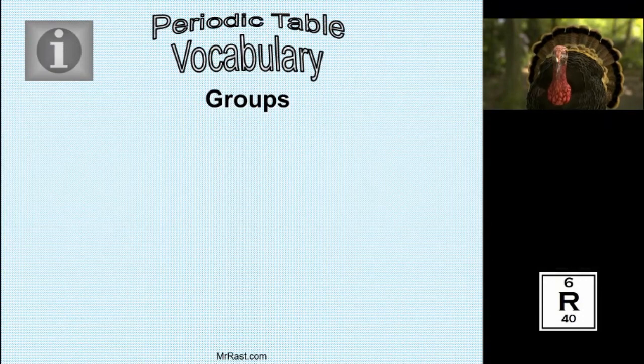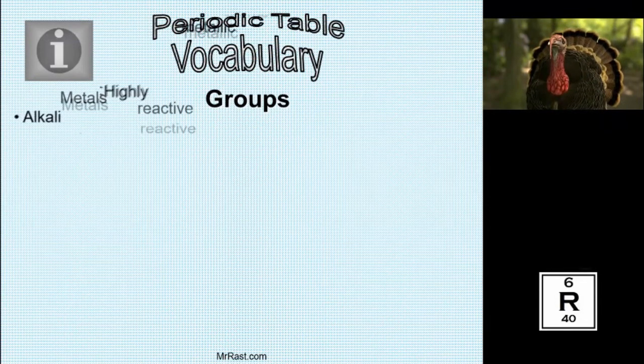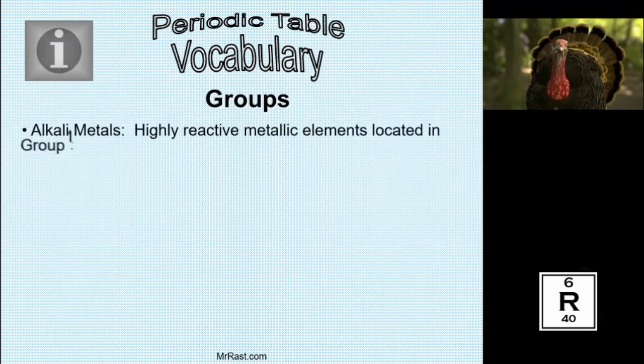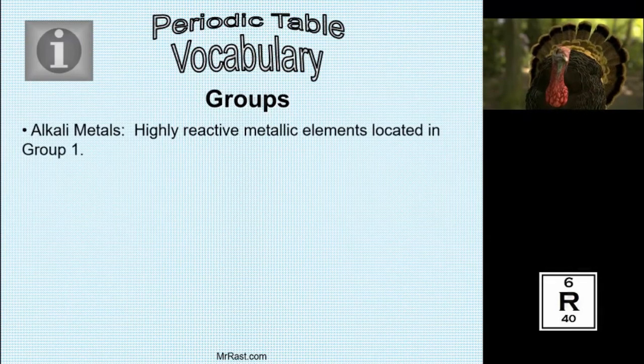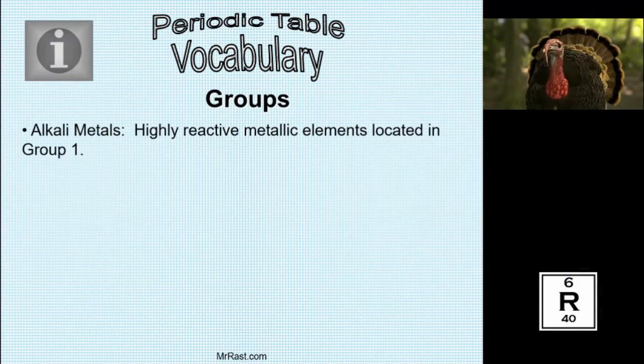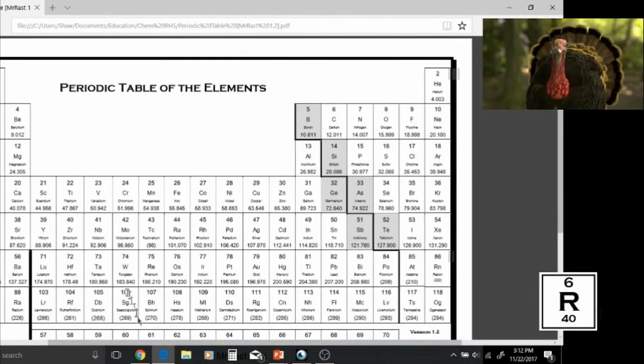All right, so now let's talk about those certain groups on the periodic table, those families, and what makes them special, what makes them what they are. So the first one we're going to talk about is the alkali metals. These are highly reactive metallic elements, and they're located in group 1. And I mean extremely reactive.